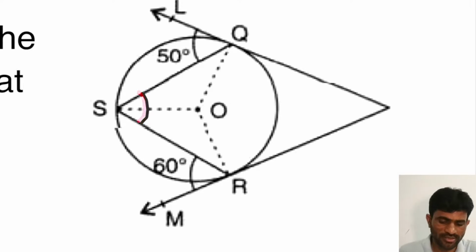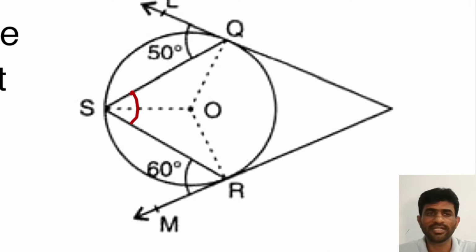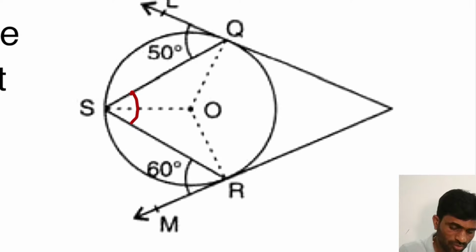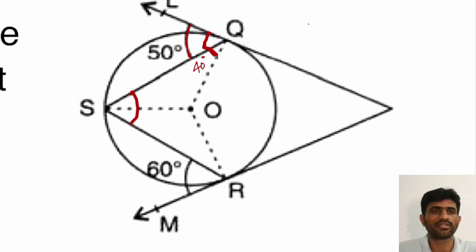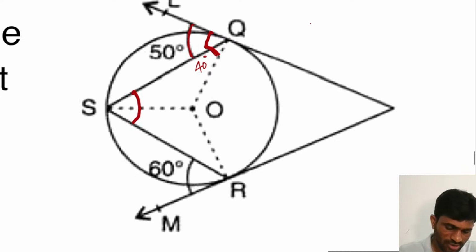Okay, let's see. In this, we know the angle between tangent and radius is 90 degrees. So this total angle from here to here is 90 degrees. This angle is 90 degrees. And here this is 50. So what is this angle? 40 degrees. Similarly, here this total angle is 90 degrees. And this is 60. And what is this angle? 30 degrees.